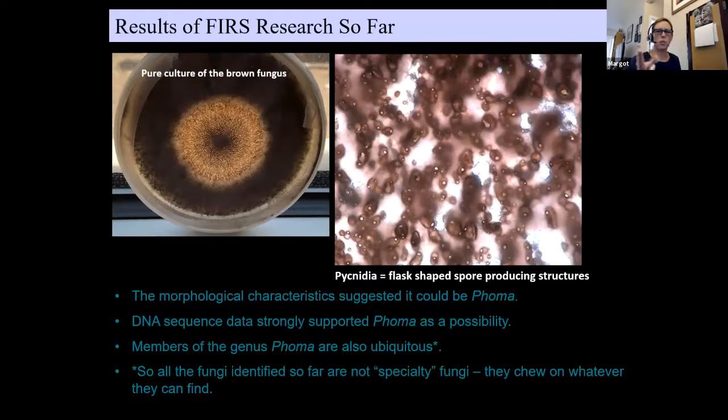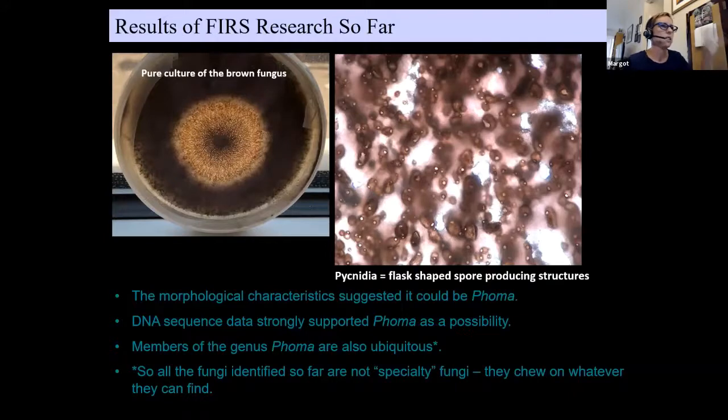So all three of the fungi that we've been isolating are not really specialty fungi. I called them flesh-eating fungi because that was my hook to get you in, but they're not really flesh-eating fungi. They just chew on whatever they can find. So it's pretty likely that they're just in the environment and they happen upon a cadaver and they're like, all right, I'll chew on this for a while. But maybe they don't chew on cadavers until late in the game. We don't know. That's one thing we don't know.